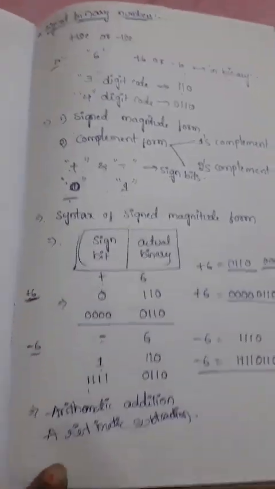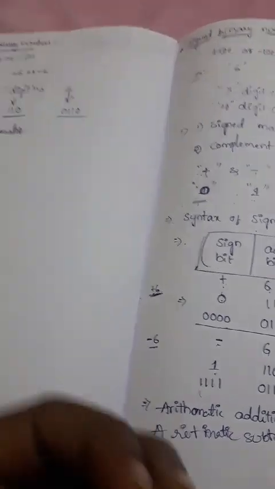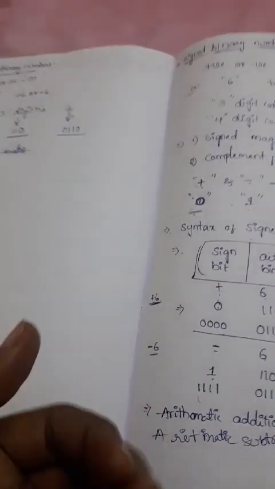Okay, so this is the signed magnitude form. Now we will discuss arithmetic addition and arithmetic subtraction. What is the normal process, how to add any two numbers and how to subtract any two numbers, we know, right?